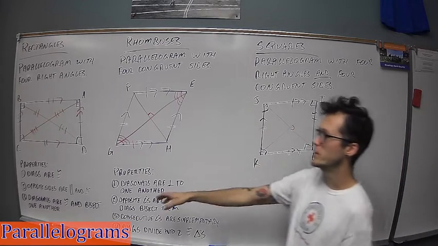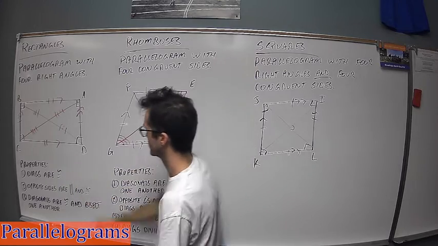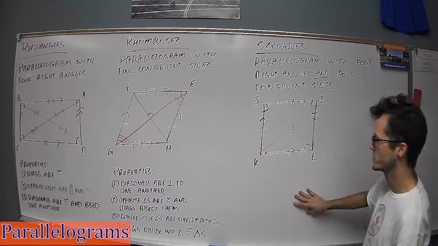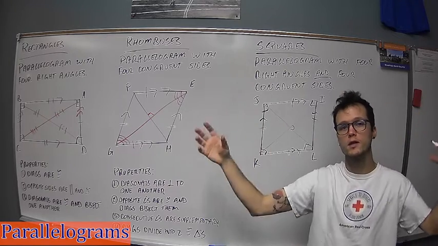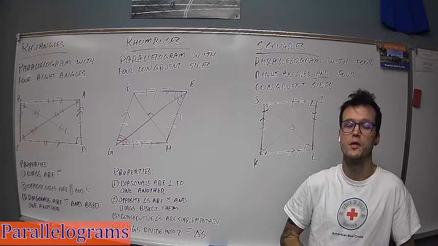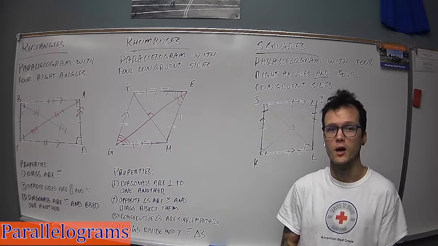So these properties are specific to rectangles. These ones are specific for rhombuses. Squares, all of these fit squares. And again, these all fall under the umbrella of parallelograms. So all the properties we discussed in that video are true for all three of these figures as well. Okay, let me know if you have questions.